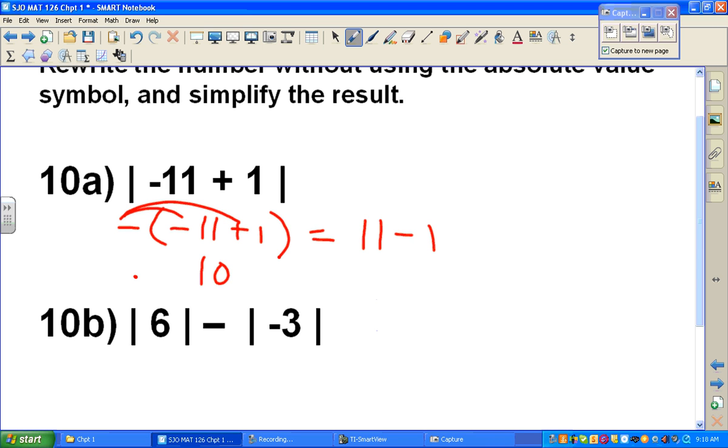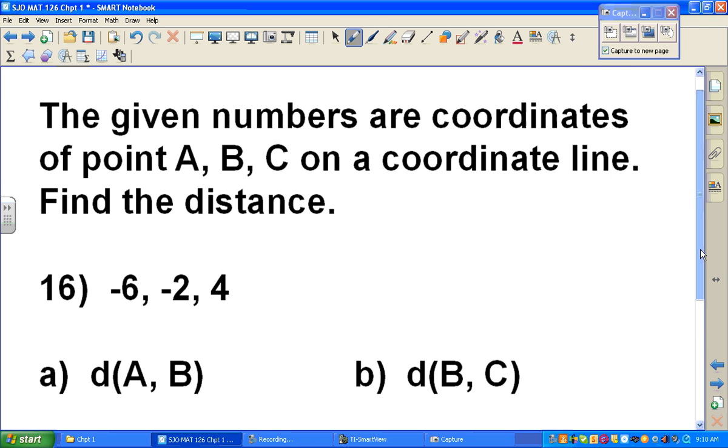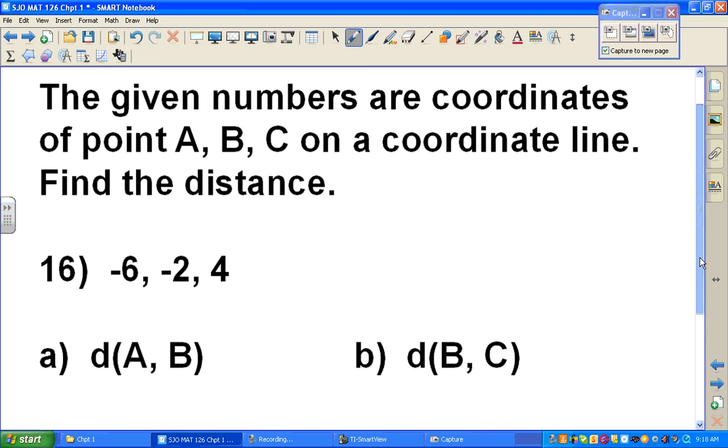Okay? Do you have to do this on every single one? Absolutely not. This one, if it was on a test, I would hope you do 6 minus 3. I hope you get 3 for the answer. Okay? There comes a time for overthinking, and there comes a time for common sense.